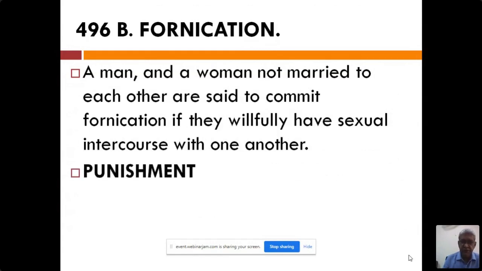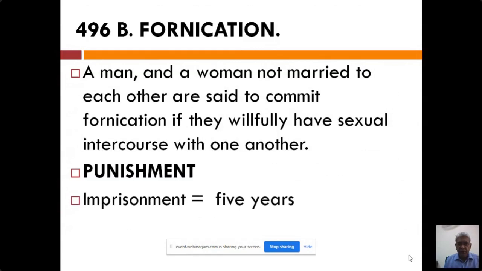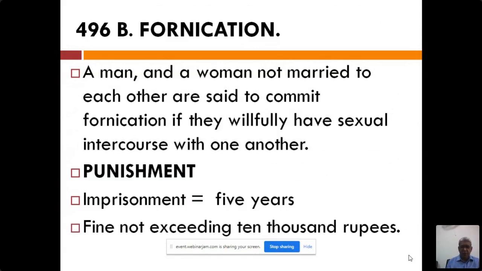What is the punishment? Only imprisonment up to 5 years, or a fine not exceeding 10,000 rupees. Now compare the punishment for zina, that is stoning to death if they are Muslim, and 100 stripes if they are not Muslim. So this is the difference between the punishment of zina and fornication.